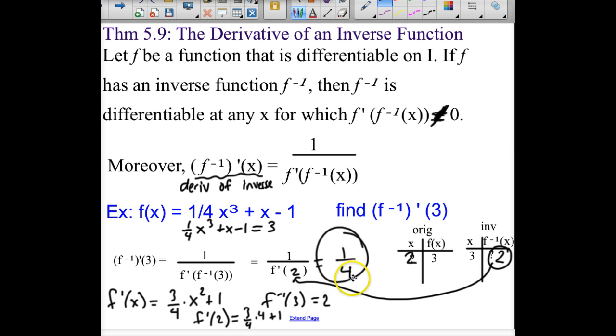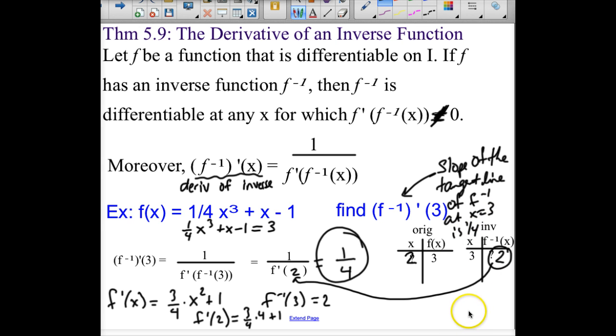So that equals 1/4. So what that means is that the derivative of the inverse at 3 is a fourth. So the slope of the tangent line of the inverse function at x equals 3 is 1/4. So I could now find the equation of the tangent line using the slope of 1/4 and the point (3, 2). That would be the slope of the tangent line to the inverse function at 3.